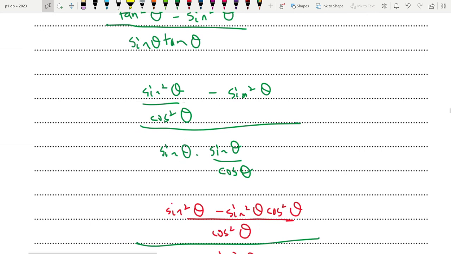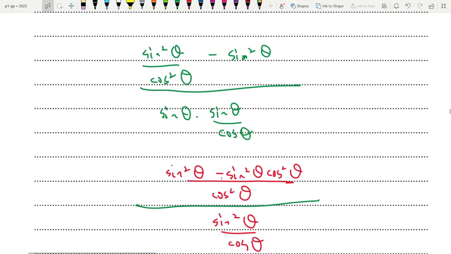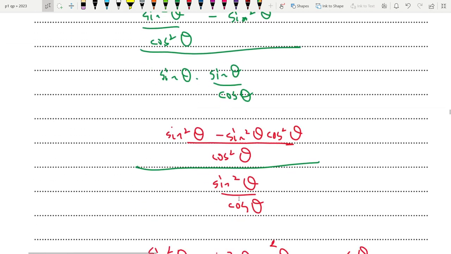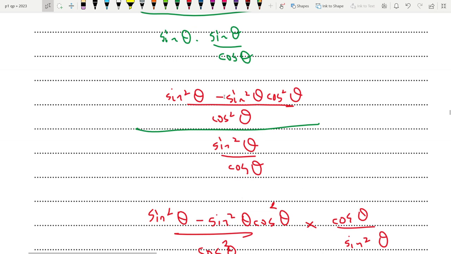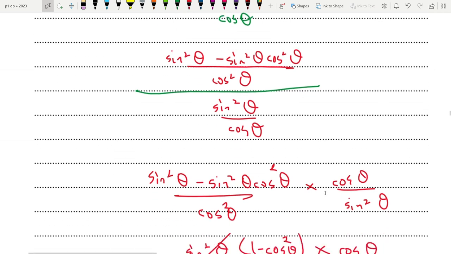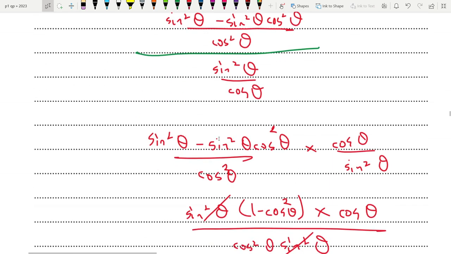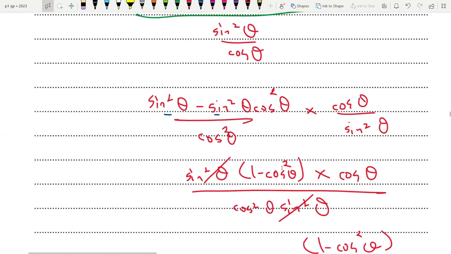Up there I'm going to do LCM again, so that's cos squared theta in the denominator and sin squared theta minus sin squared theta into cos squared theta, and here we have sin squared theta divided by cos theta. Now I'm just going to multiply by the reciprocal, so this by this into cos theta by sin squared theta. You can take sin squared theta common here because both of them have it. So we can get rid of the sin squared theta on the top and bottom. Ultimately I end up with 1 minus cos squared theta into cos theta by cos squared theta. Now what can 1 minus cos squared theta be written as? Sin squared theta, right?